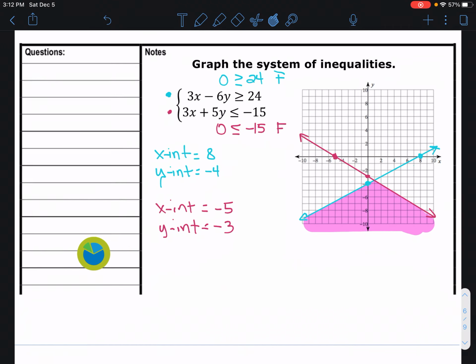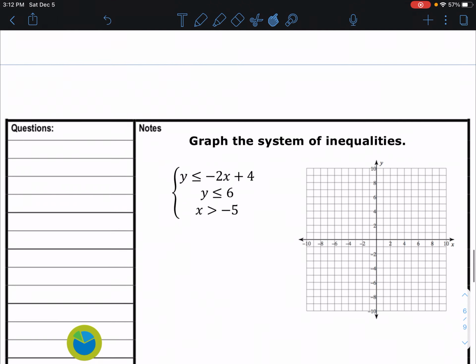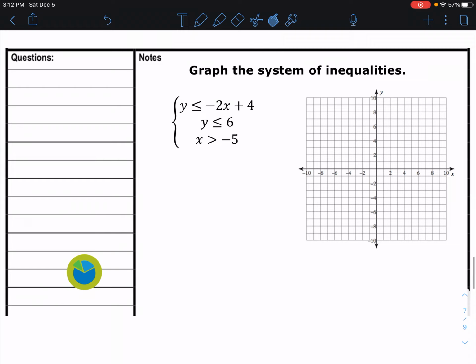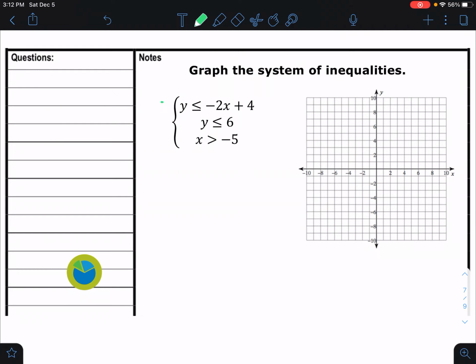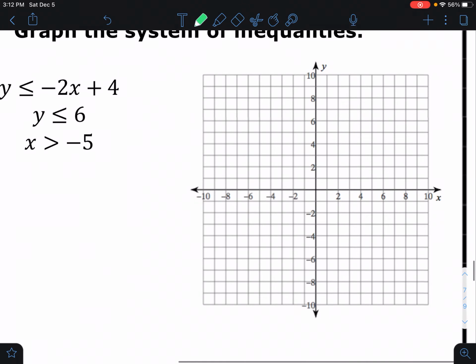Okay, and then one more, just with horizontal and vertical lines. And here we go. So this one has just a little different thing. And this first one is just in slope-intercept form. So positive 4. Slope is negative 2, so down 2 over 1. You can do that a couple times if you want. However you want to go about that.